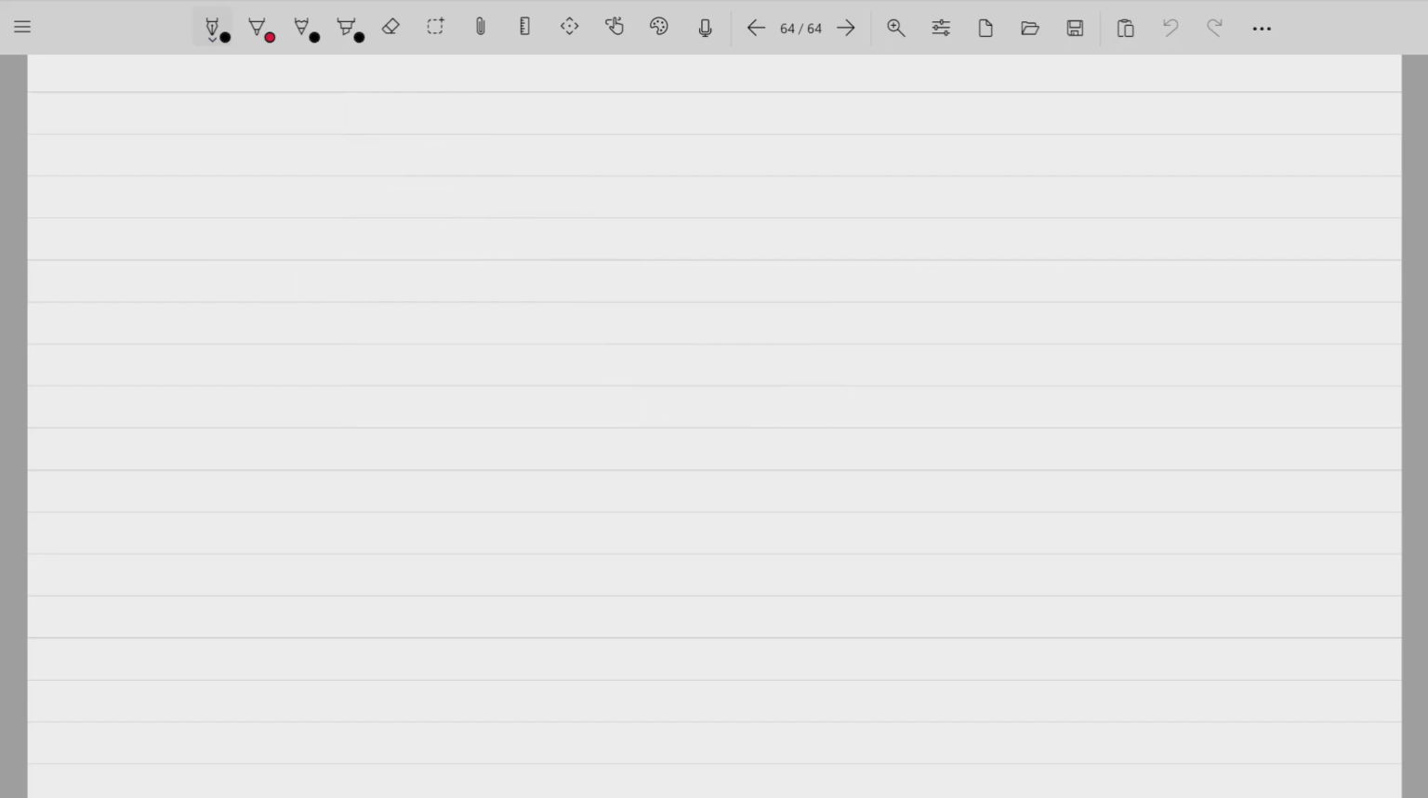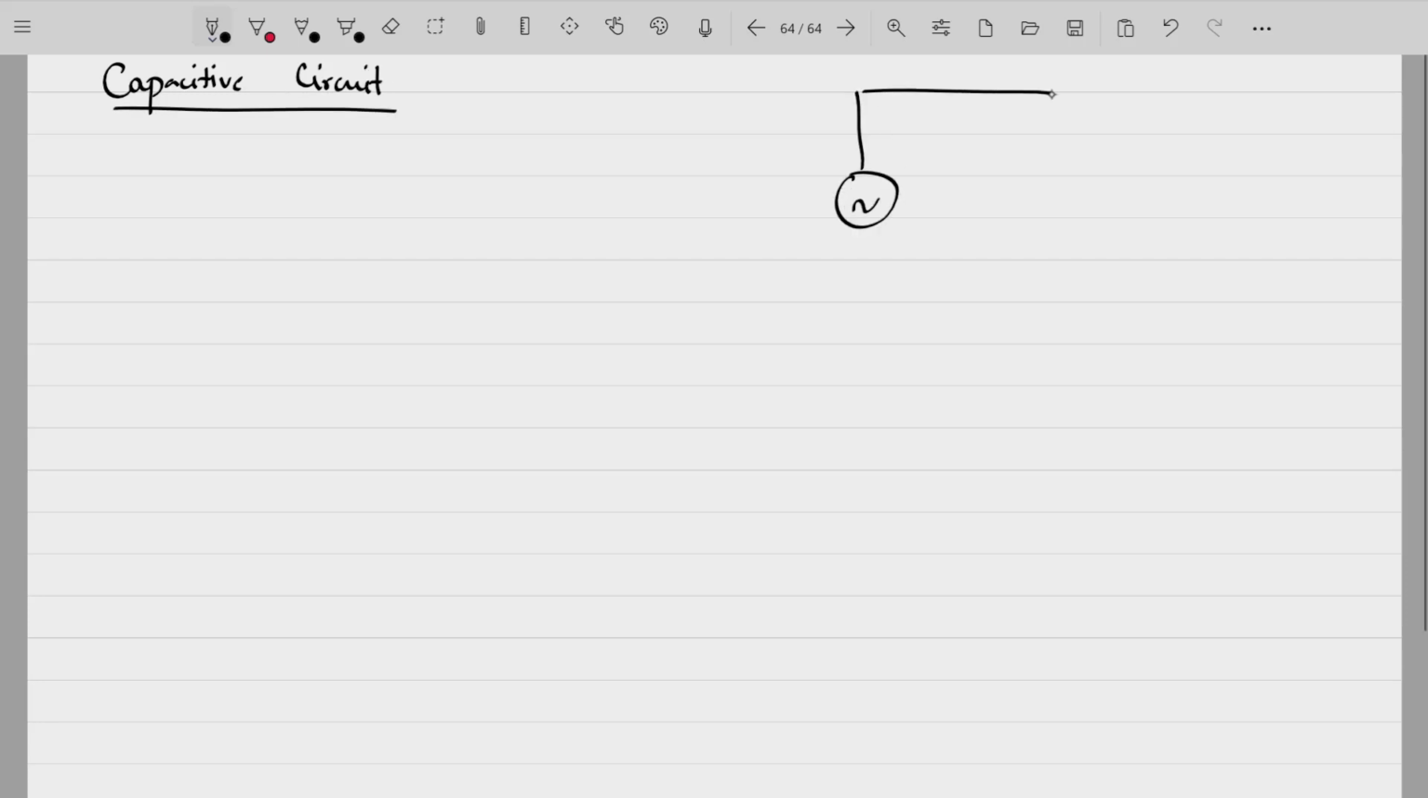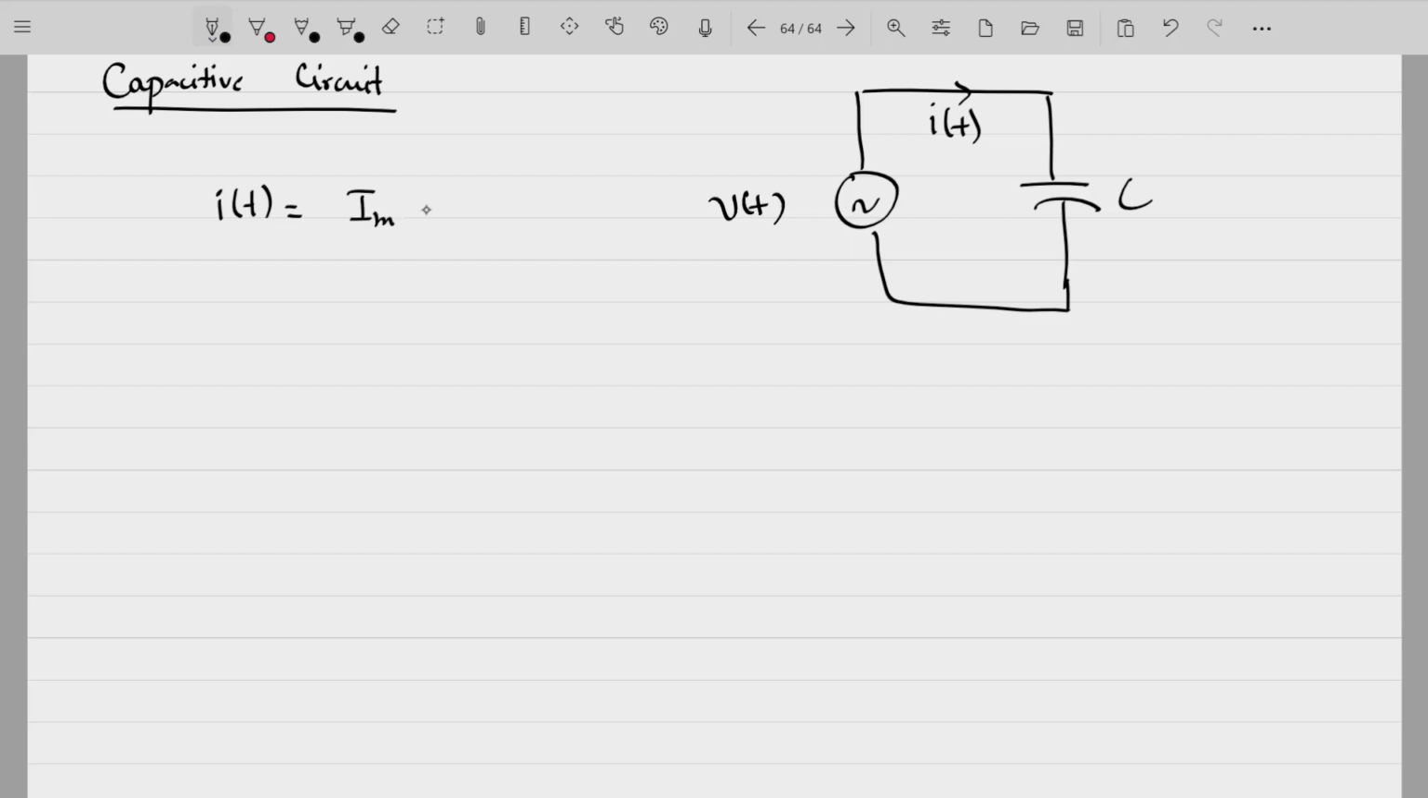Now taking the third case of a capacitive circuit. These are purely resistive, purely inductive, and purely capacitive circuits. This is voltage Vt being applied to a capacitor of value C. A current It is flowing through this capacitor. Let It be equal to Im cos of omega t plus phi. Fine. This is just an assumption here.